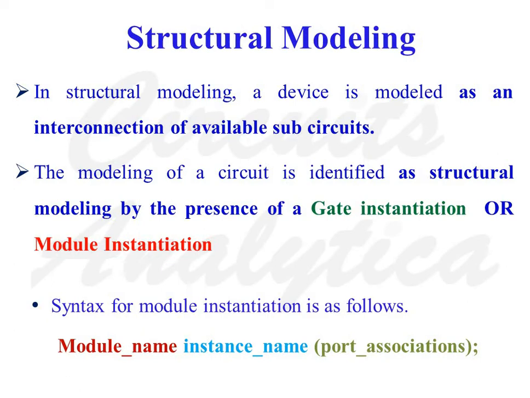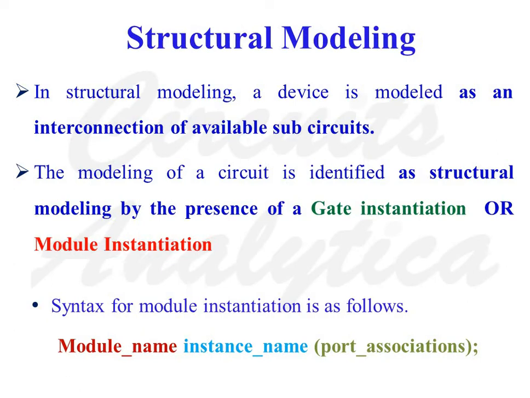The syntax for module instantiation is as follows. Module name, space, instance name, space, open bracket, list of ports or signals, close bracket, semicolon. Here module name is the name of the module which we want to use as a sub-circuit.